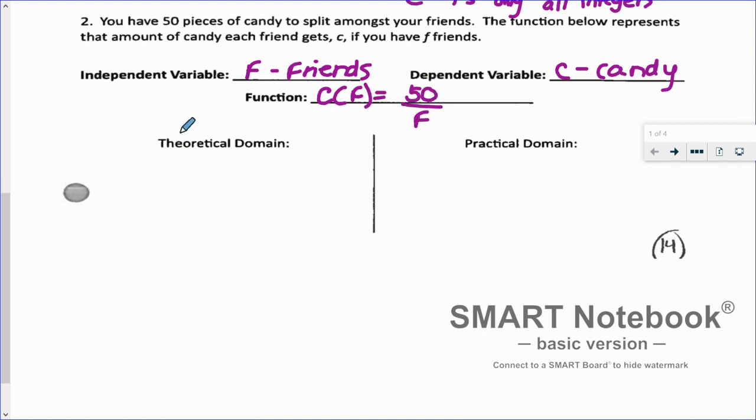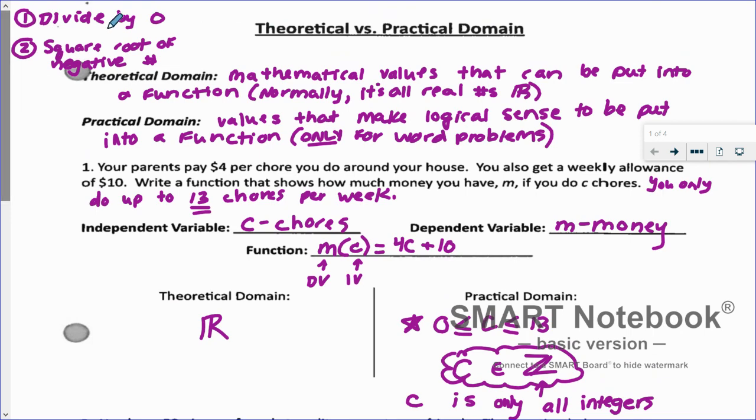So for theoretical domain, I'm just looking at this formula. In theory, anything can go in for F except the number 0. The number 0 can't go here because then I would be dividing by 0. So my domain is all real numbers except F cannot equal 0. Because if F were to equal 0, I would be breaking my number 1 rule that I can't divide by 0.